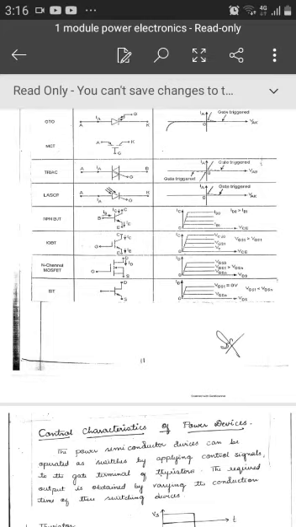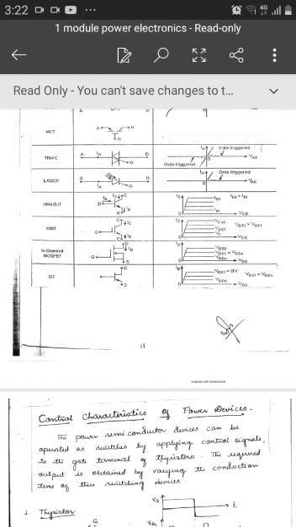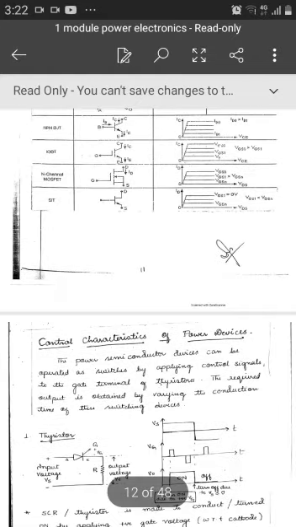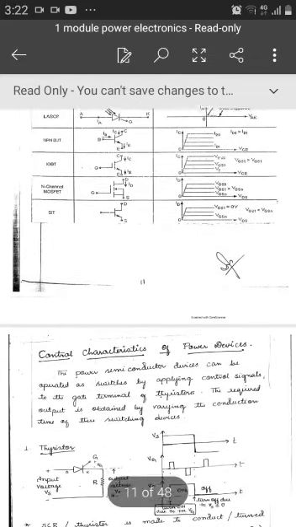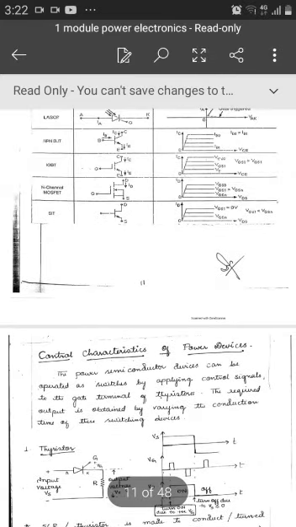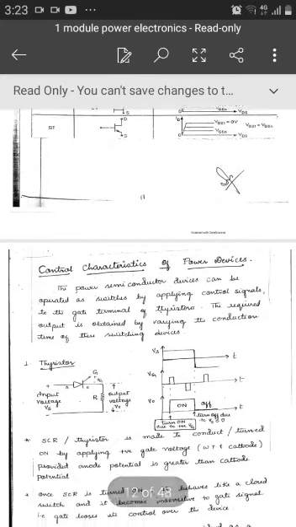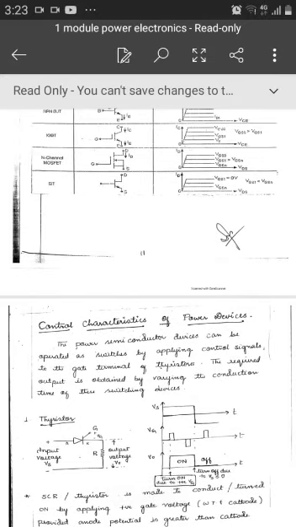Next one, SIT, that is the static induction transistor. The SIT is similar to the JFET. It has power levels up to 1 kV and 300 ampere and its operating frequency is up to 100 kHz. Hence, SIT is suitable for high power and high frequency applications. The figure shows the symbol and characteristic of SIT. It has low noise, low distortion and high audio frequency capability.